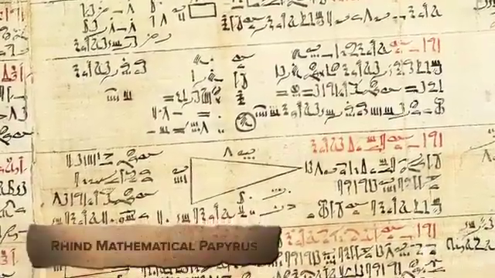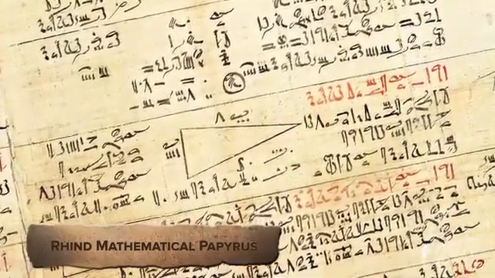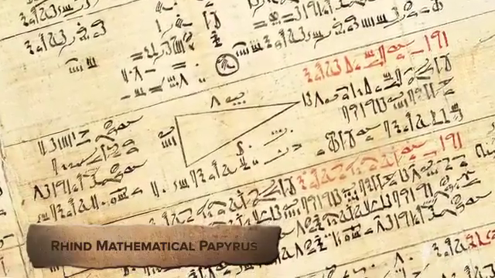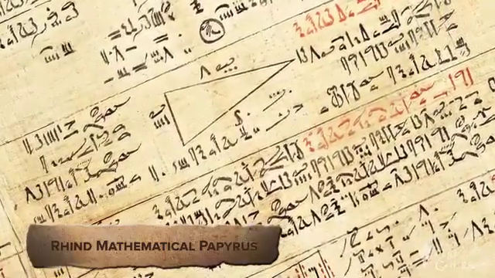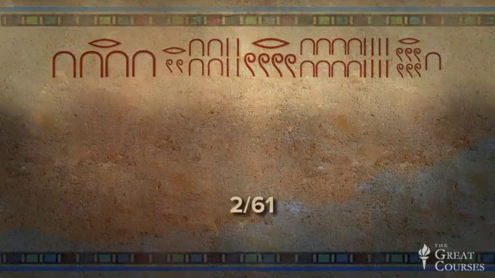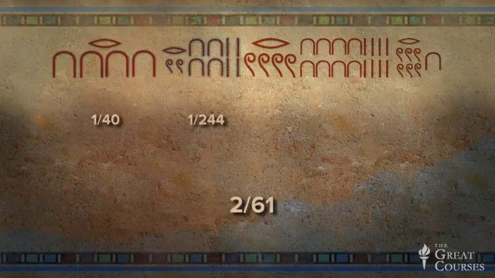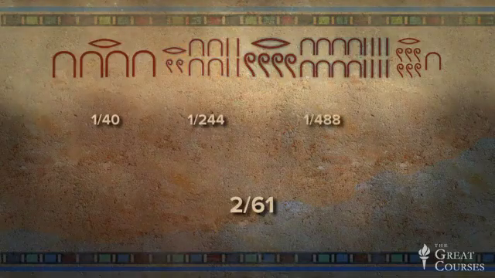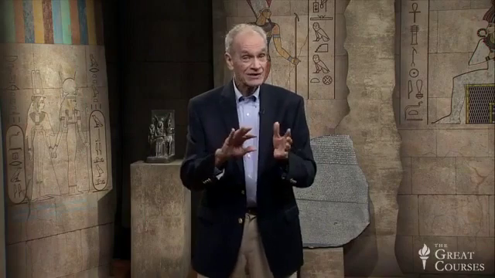The Rhind mathematical papyrus, once owned by the Scottish Egyptologist Alexander Henry Rhind, presents all kinds of problems and their solutions. One example shows how cumbersome it was to work with fractions of only 1 as a numerator. 2/61 had to be written like this. That's 1/40 plus 1/244 plus 1/488 plus 1/610. Almost impossible to work with. To be fair to the Egyptians, I should point out that the Greeks used pretty much the same system, even though they were far more skilled at geometry.